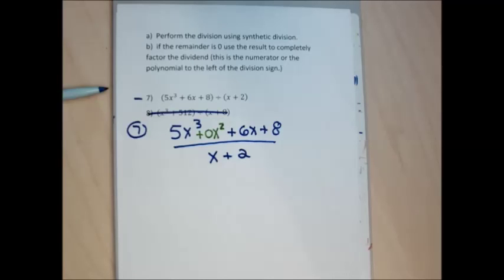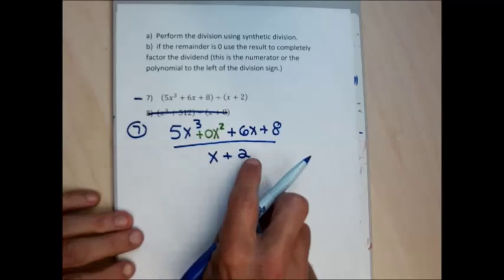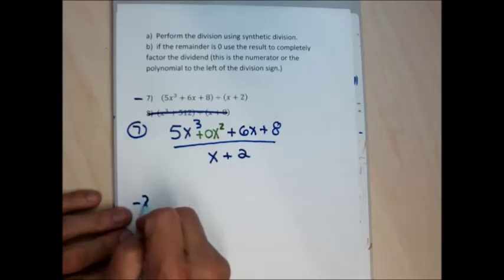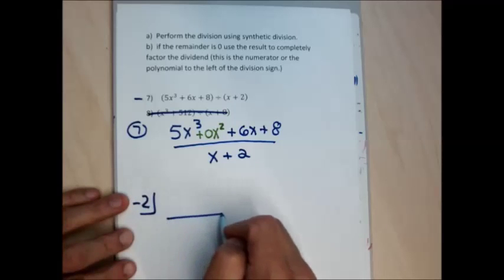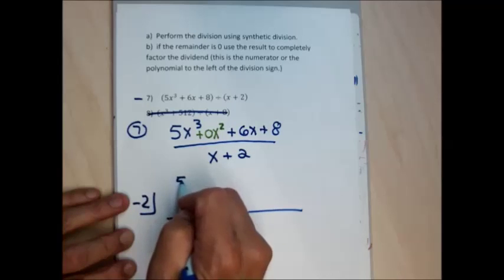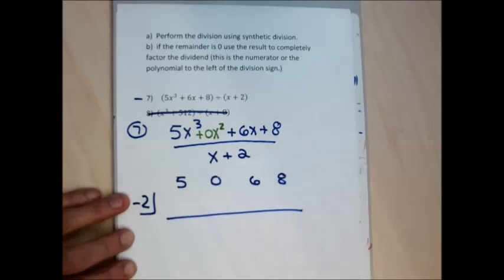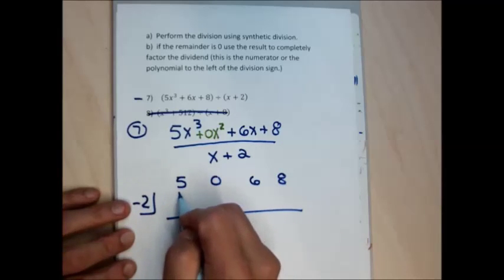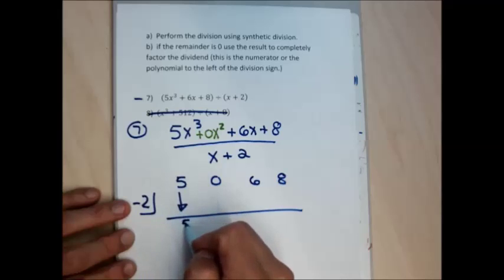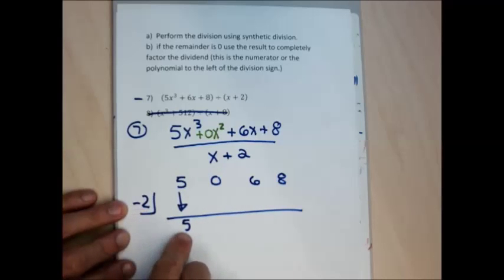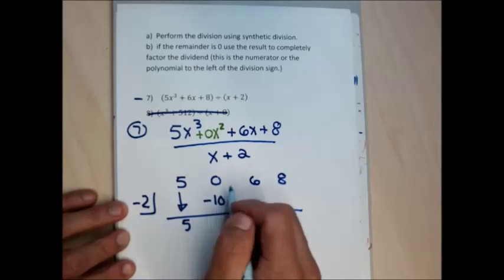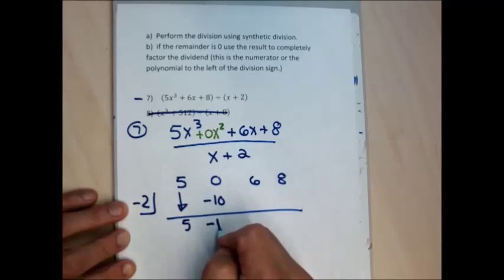Now I can set it up for synthetic division. Real easy to do. To set it up for synthetic division, I would take the denominator, change its sign, put it in a backwards bracket, pull off the coefficients of 5, 0, 6, and 8, and sneak them above the line that I just wrote. Bring down the 5, and now multiply. Negative 2 times 5 is negative 10. Combine, 0 minus 10 is negative 10.